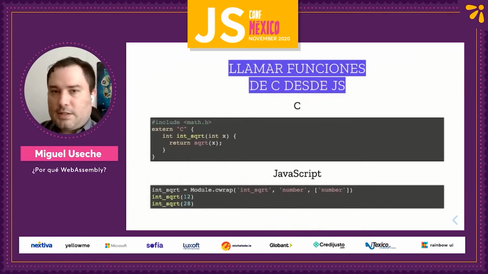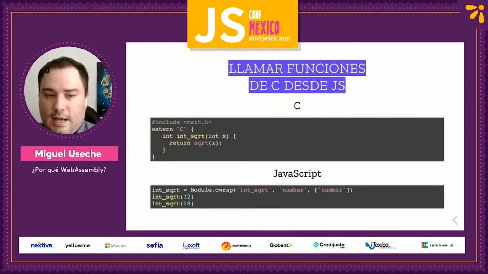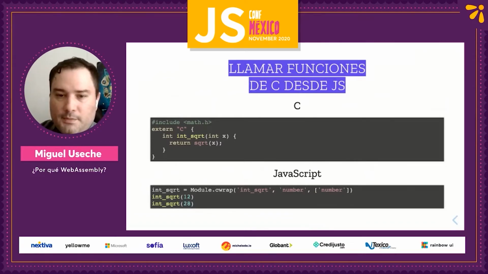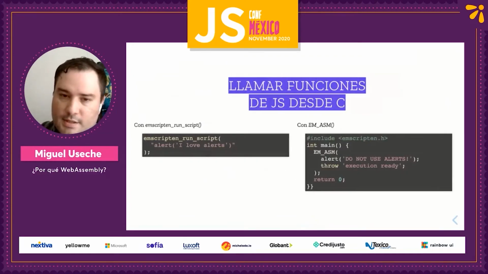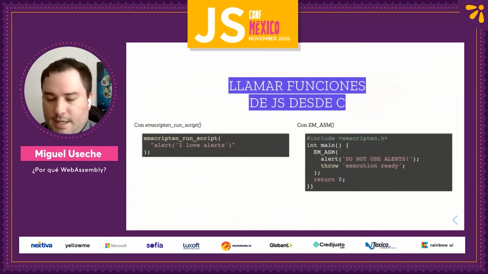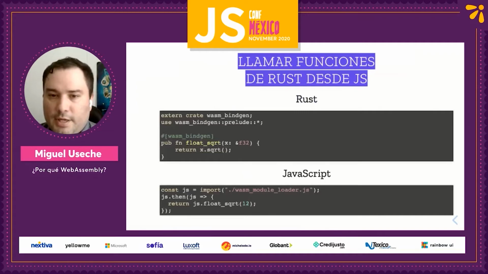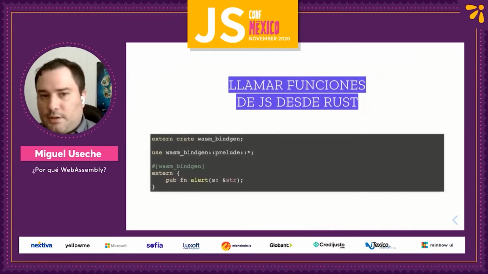In C it is like a library, an external library, and then JavaScript imports the module, calls the function, and you can execute the code very easily. And vice versa, there are some functions or libraries where you can execute that JavaScript code without any issue. And Rust is the same.